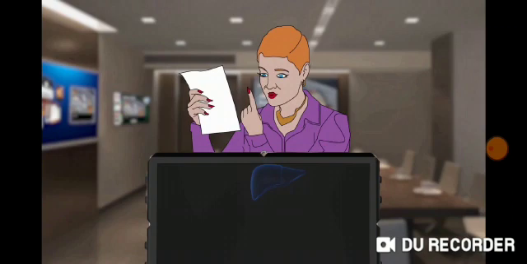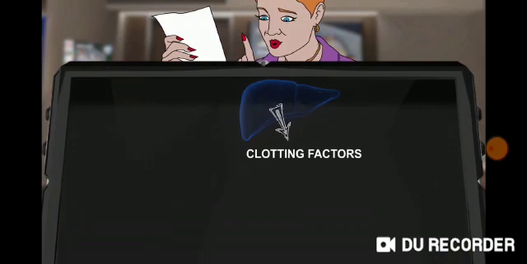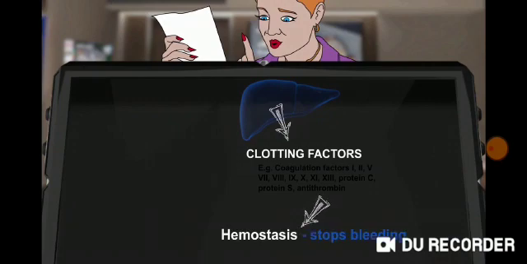Now you can also thank your liver whenever you get a paper cut. The reason why you don't bleed to death is due to clotting factors, which create a sort of natural band-aid. Many of these clotting factors are synthesized by the liver. Thanks to these clotting factors, when a blood vessel is broken, hemostasis, which is the process that stops bleeding, can occur.